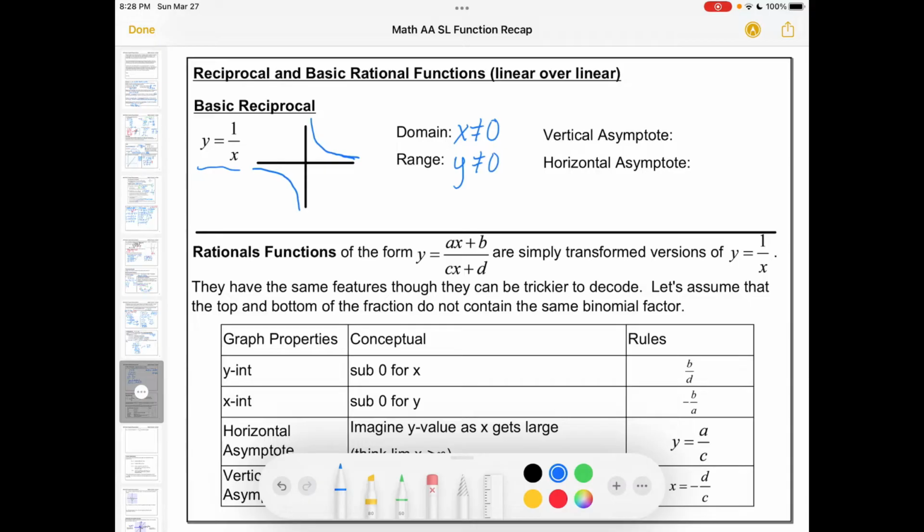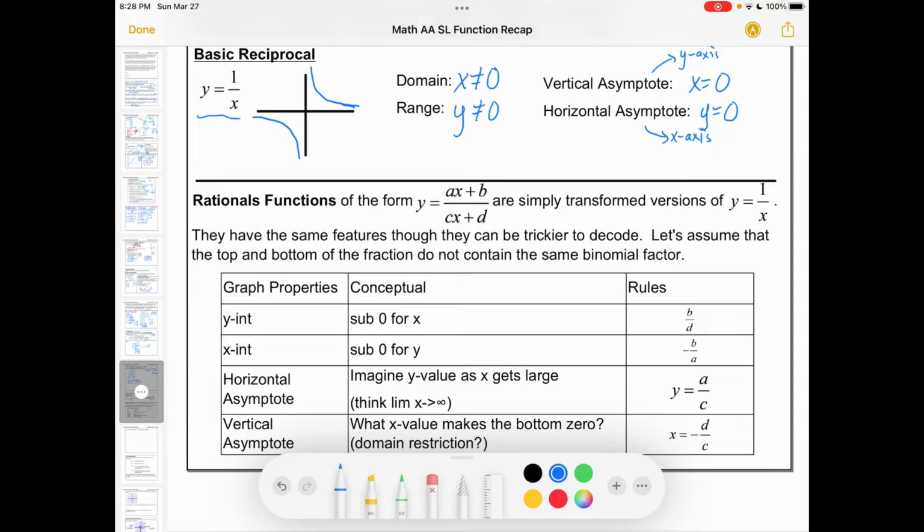It has a vertical asymptote of the y-axis, and the equation of the y-axis is x equals 0. It has a horizontal asymptote of the x-axis, and the equation of the x-axis is y equals 0. So you can see that the asymptotes correspond to restrictions in the domain and range.